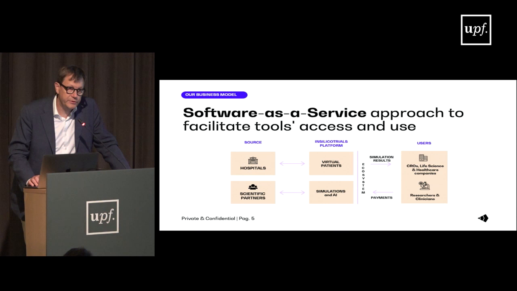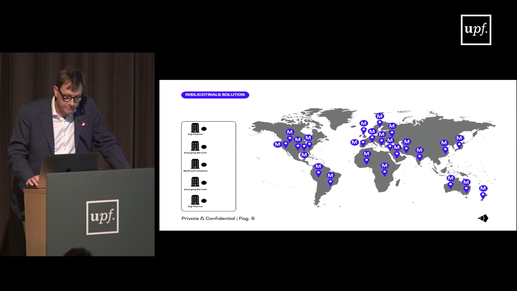So we give hospitals the opportunity to provide virtual patients, and also scientific partners, more than 70 all around the world, to provide us with their own simulation and AI tools, which are integrated in the platform and then provided to companies. We're working with CROs, life science, drug and medical device companies, and now starting also to work with hospitals, because what we want is to facilitate the use of these kinds of models, moving toward the modernization of the business model for the software. We want to change this approach.